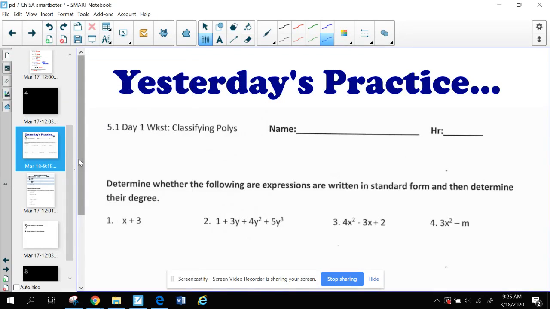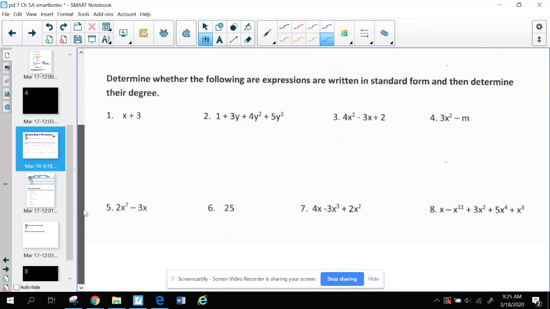Welcome back, period 7. We're going to take a look at first going over just homework answers from yesterday's practice to make sure you guys are kind of getting the idea of it. The assignment to practice was actually less than what we covered in the notes. So really on these 8 problems, you just had to check if they were in standard form. If they aren't, rewrite them and then determine the degree of the polynomial.